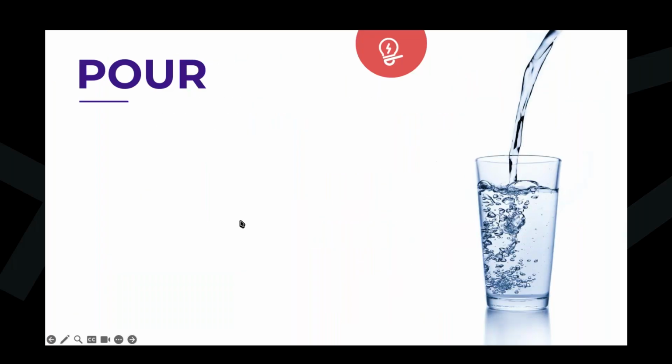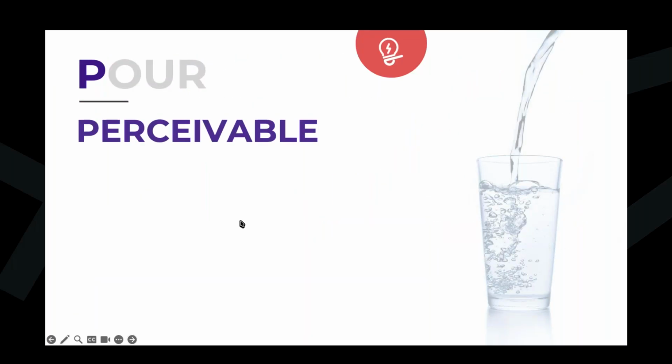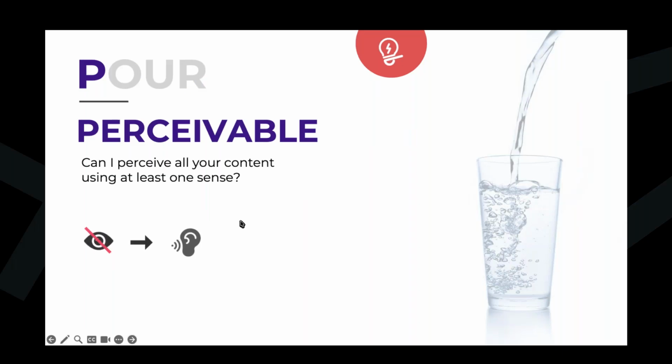POUR, let's dive in. The first one is perceivable. So what this really refers to is answering the question, can I perceive all of your content using at least one sense? Okay, so let's break this down. Usually in the accessibility space, what we're trying to do is make sure that if one sense is not working, then we can replace it with another sense. So for example, if you can't see, can you hear? Or if you can't hear, can you see? Or if you can neither see nor hear, can you touch, right?